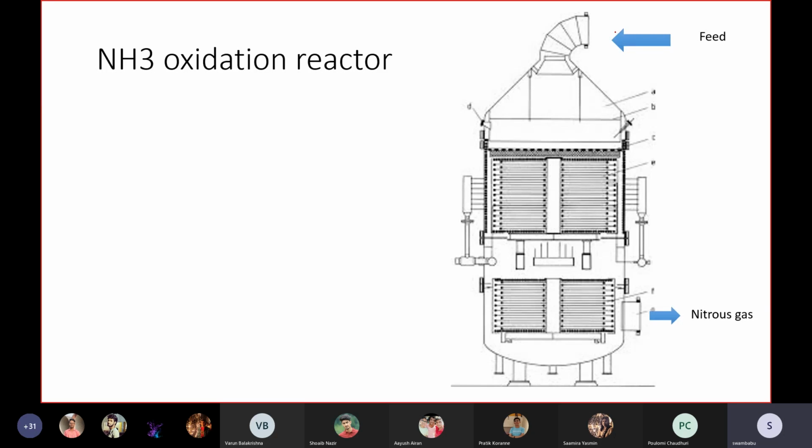Ammonia and oxygen are supplied from the top, and they are allowed to react through these meshes, the gauzes, very fast. They supply very high flow rates so that the gases just pass through these gauzes, and that way you get the nitric oxide. Nitric oxide will come out from this ammonia oxidation reactor.